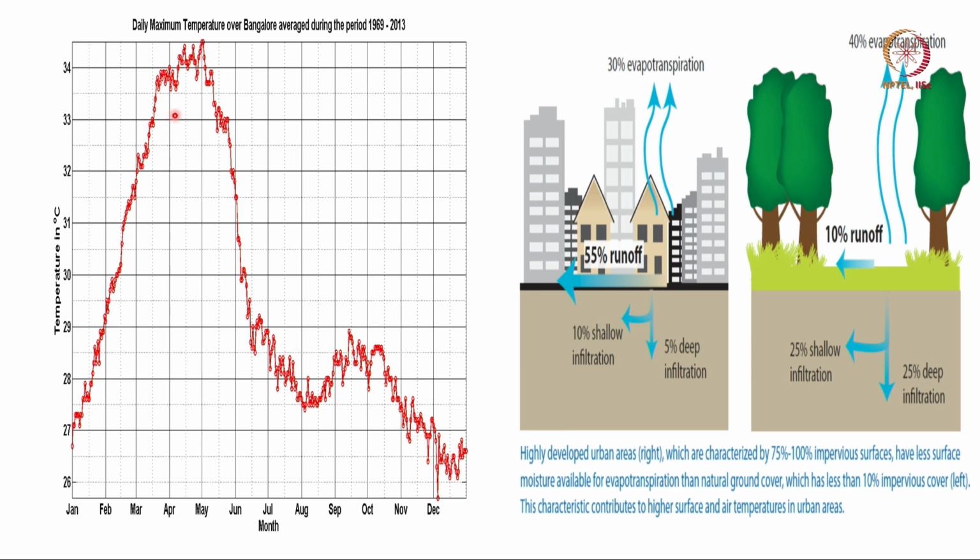Now this temperature variation with season, if you want to simulate correctly, you need to model the fact that Bangalore has many buildings, urban areas, and you have to model them correctly, and they affect the way water flows through Bangalore.